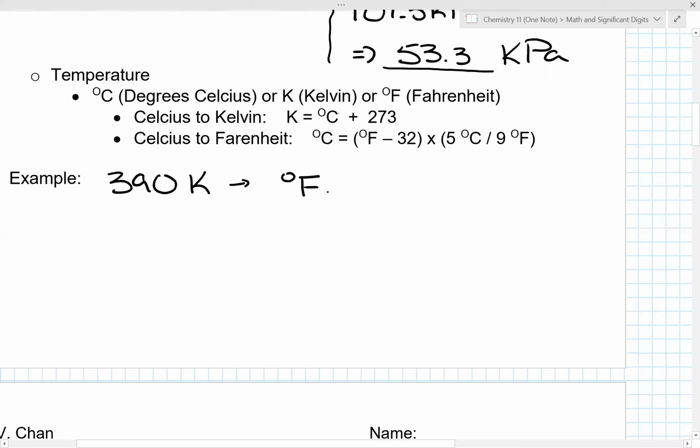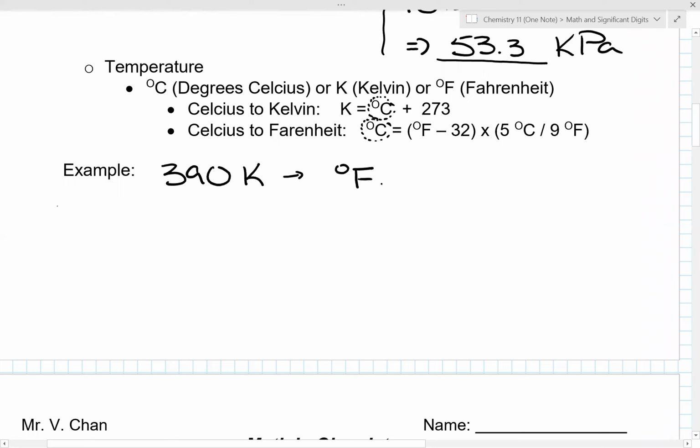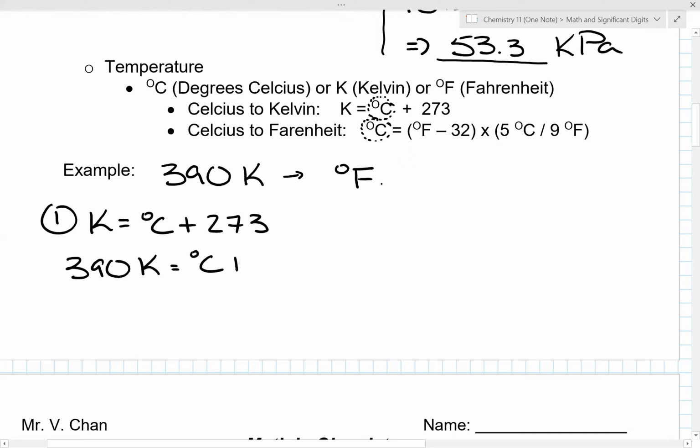Now, the first thing you will notice is that the common factor between the two is degrees Celsius. So the first step is you take Kelvin is equal to degrees Celsius plus 273. You go 390 Kelvin is equal to degrees Celsius plus 273. And then degrees Celsius would be 117 degrees Celsius.